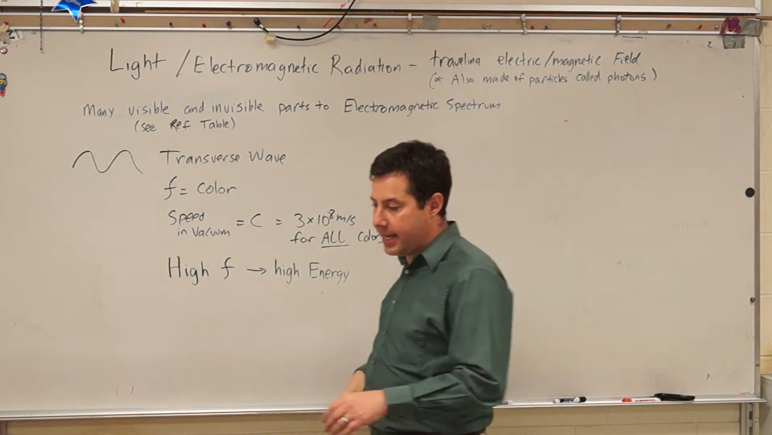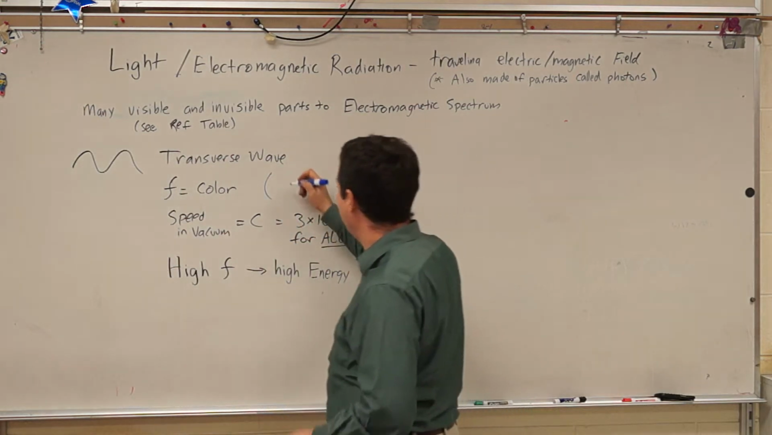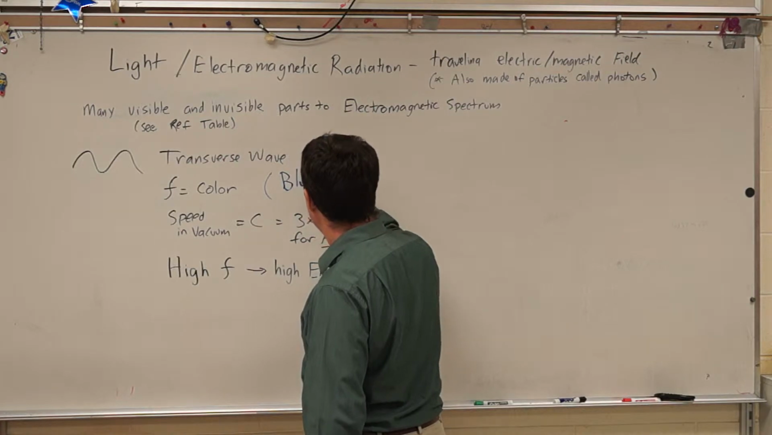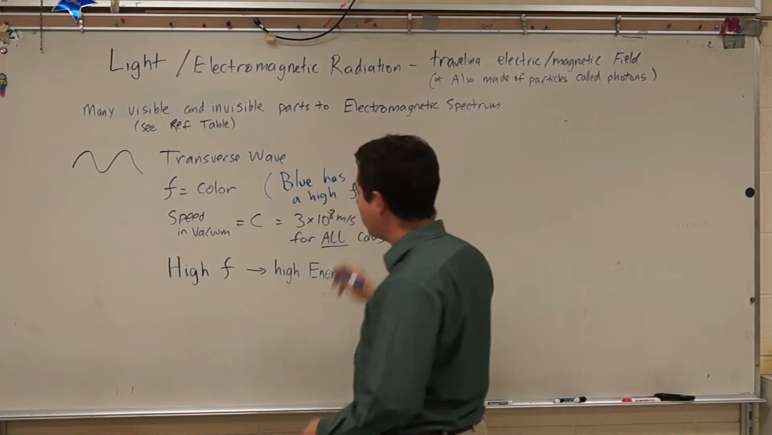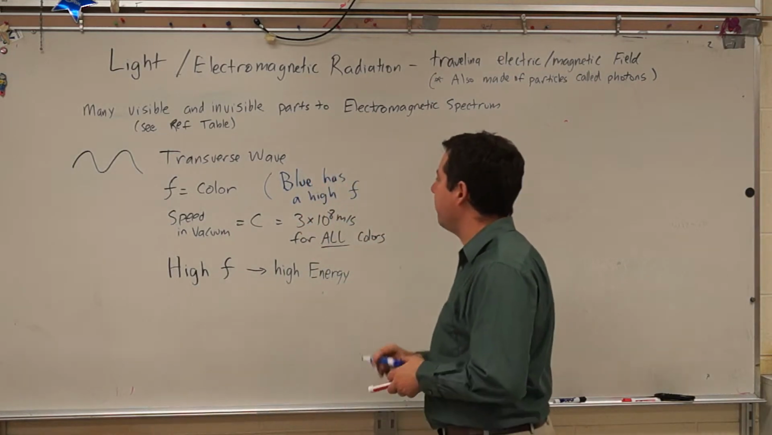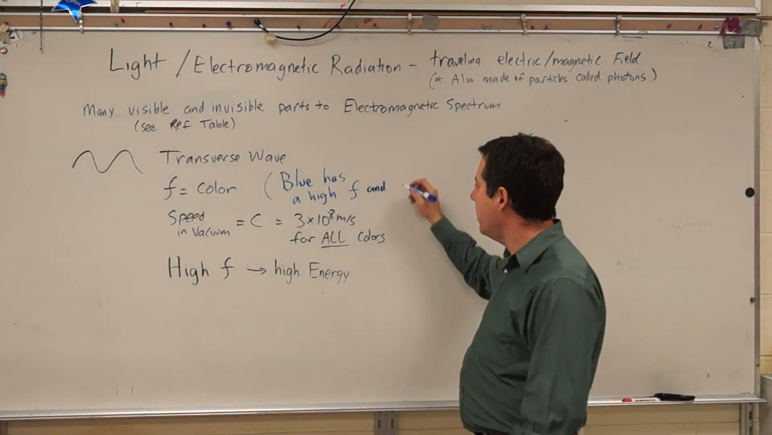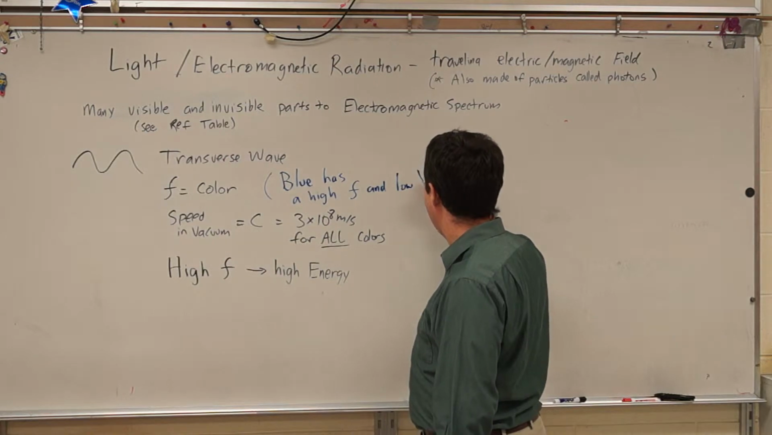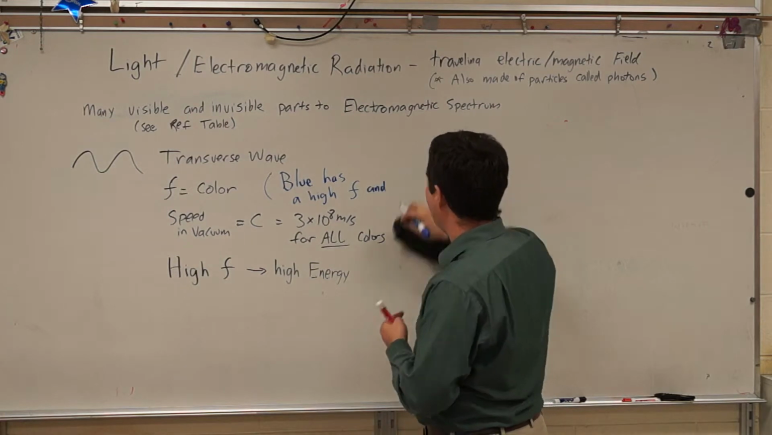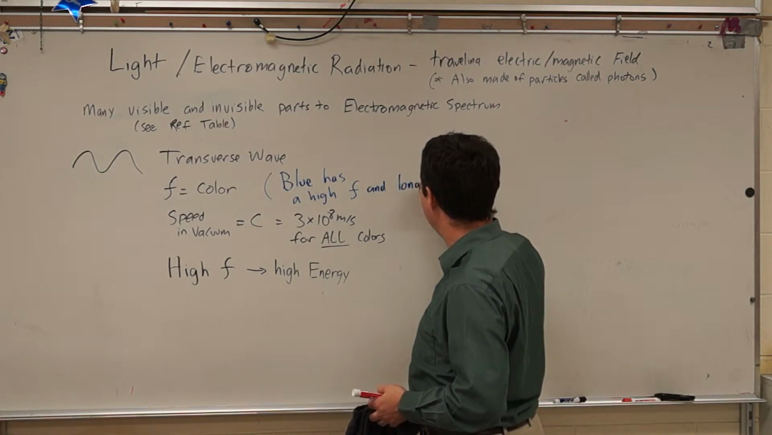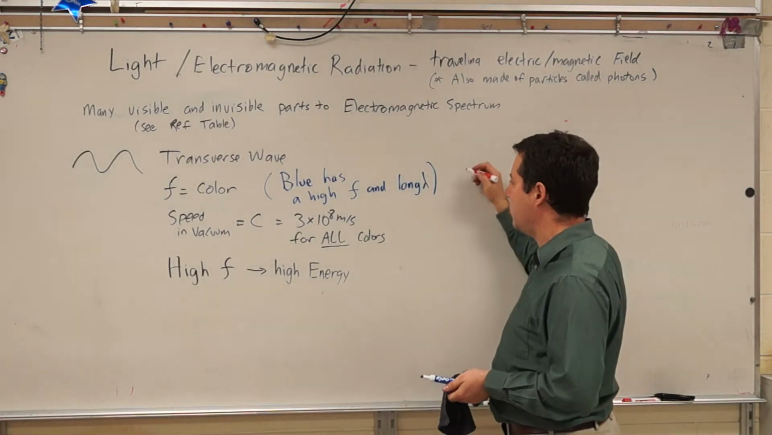And what we find is that blue, and you can get this off the reference table too, has a high frequency. And because it has a high frequency, and frequency and wavelength are related, it has a short wavelength. So as frequency goes up, wavelength goes down. This is different than red, which is at the opposite side of the visible spectrum.